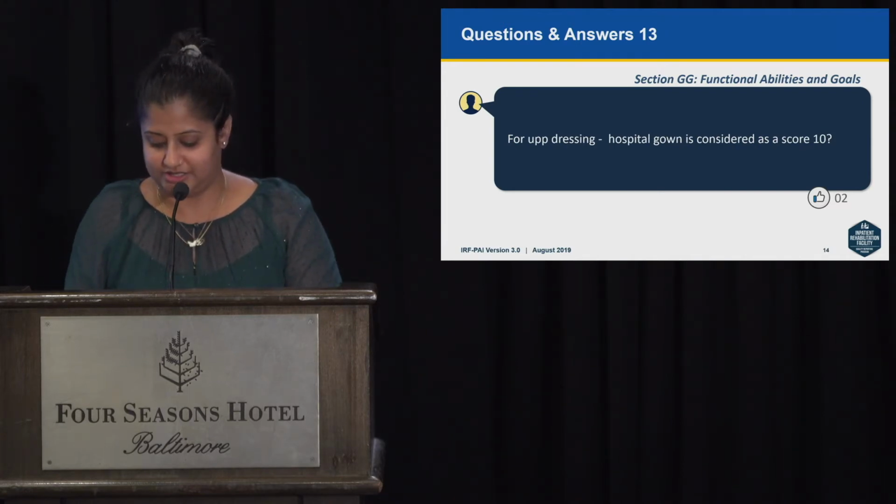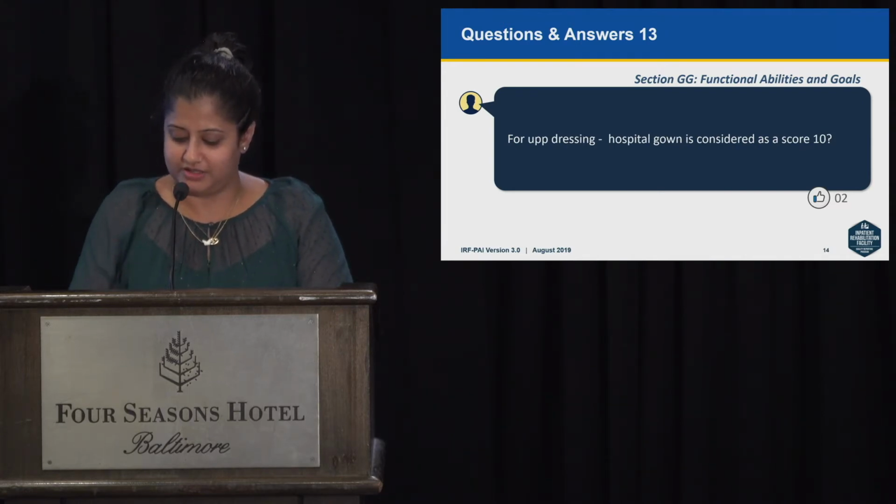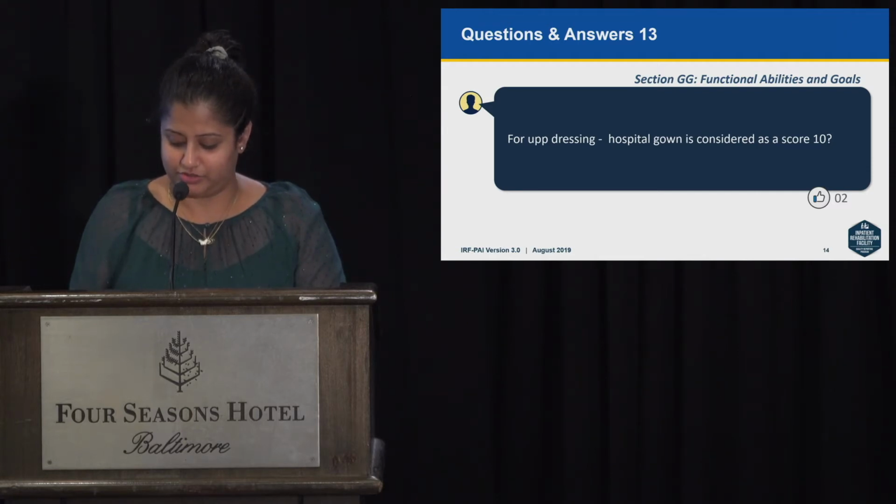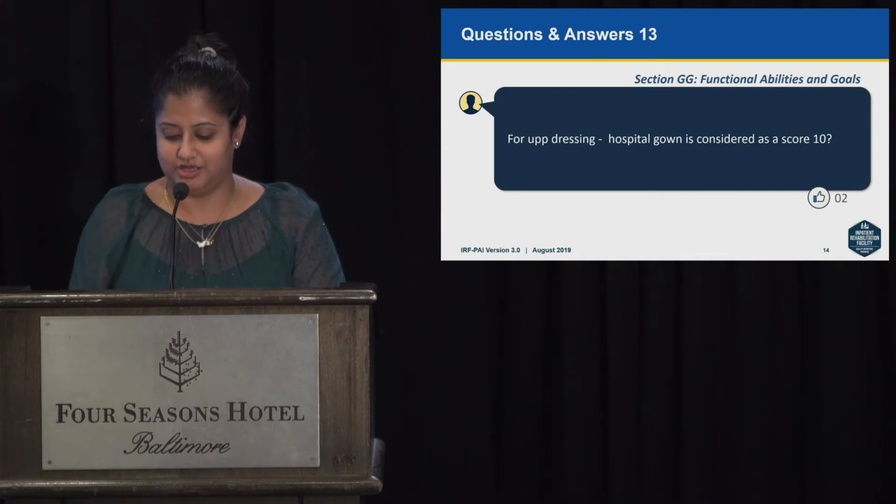For upper body dressing, is a hospital gown considered as score 10? The intent for this item is to assess patient clothing that will be worn in the community. If clothing is available by day 3, code based on the assessment conducted on that day. If clothing is not available by day 3, paper scrubs could be used to assess the activities of upper and lower body dressing if no other clothing is available. And if a patient does not have upper body clothing other than a hospital gown during the entire 3-day assessment period, then yes, you would code 10, not attempted due to environmental limitations, for GG 0130F upper body dressing.